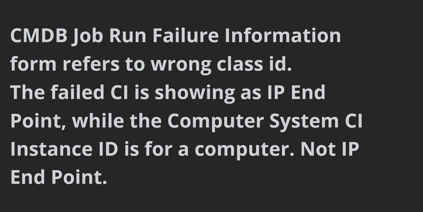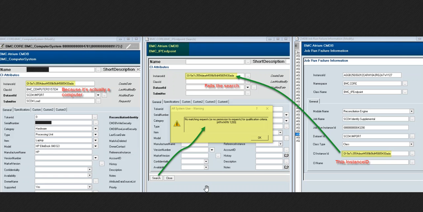So for this particular defect, the CMDB job run failure information form refers to the wrong class ID. The failed CIs is showing as an IP endpoint, while the computer system CI instance ID is for a computer, not an IP endpoint. So I'm going to explain what that means here.